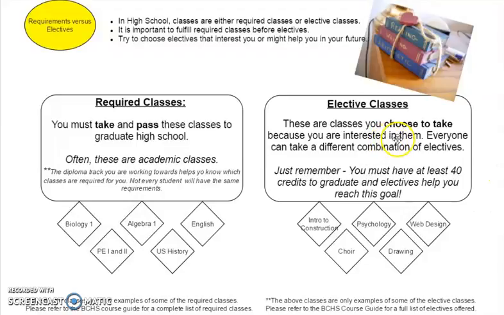Even though electives are those classes that you get to choose to take, keep in mind that they do count towards your 40 minimum credits needed to graduate, and you are required to take electives in order to fulfill graduation requirements.